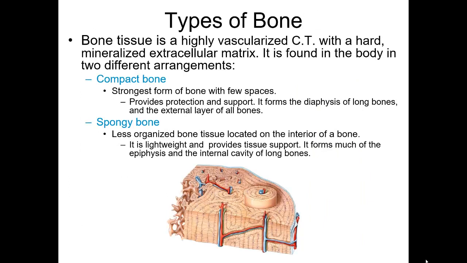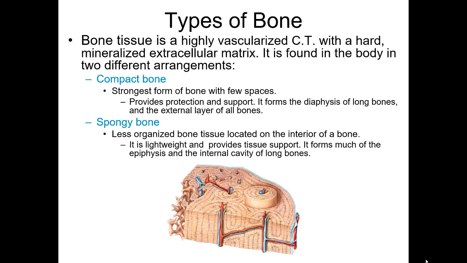The less dense type of bone is called spongy bone. Now, it's called spongy bone because it looks like a sponge. It looks more porous. It's less organized and hence more lightweight because of its porosity. And the porous part of this is called the bone marrow. It forms the epiphysis, which I'm also going to talk about in the next few slides, and the internal cavity. So the external layer is the compact bone. The internal cavity is made up of the spongy bone.